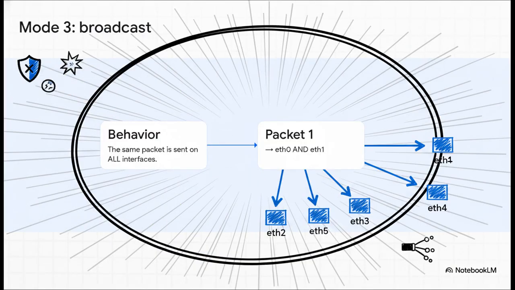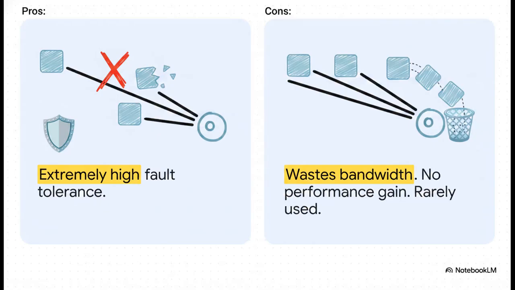All right, now for Mode 3, Broadcast. And this one's a bit of a weirdo. It provides fault tolerance by doing something kind of extreme. It sends every single packet out of every single interface in the bond, all at the same time. The upside? You get insane redundancy. If one link fails, who cares? The packet already went out on the others.